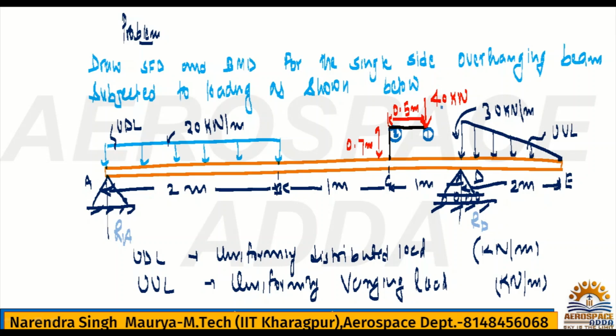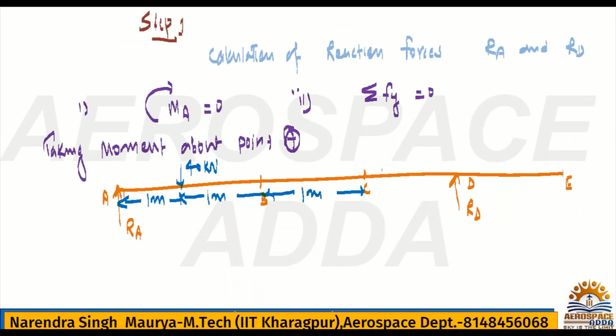For that reason, whatever 40 kilonewton load we have, we can shift at point 2. If you shift to point 2, it will be something like this. But the 40 kilonewton will also give a moment about point 2. What will be the moment? 40 into this perpendicular distance, which is 0.5. So 40 into 0.5 will give the moment about point 2. So first you shift that 40 kilonewton exactly to point C. Now this is the 40 kilonewton.